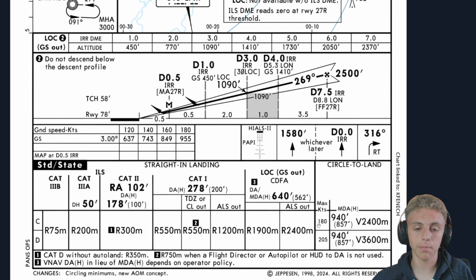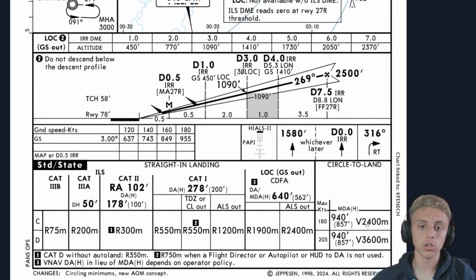For category C, the maximum speed is 180 knots, with the minimum descent altitude or height 940 feet or 857 feet QFE. Now what the MDA tells you is do not descend past this unless you have a visual on the runway and you are lined up on the runway. This V over here tells you that the reading here has to be visual.